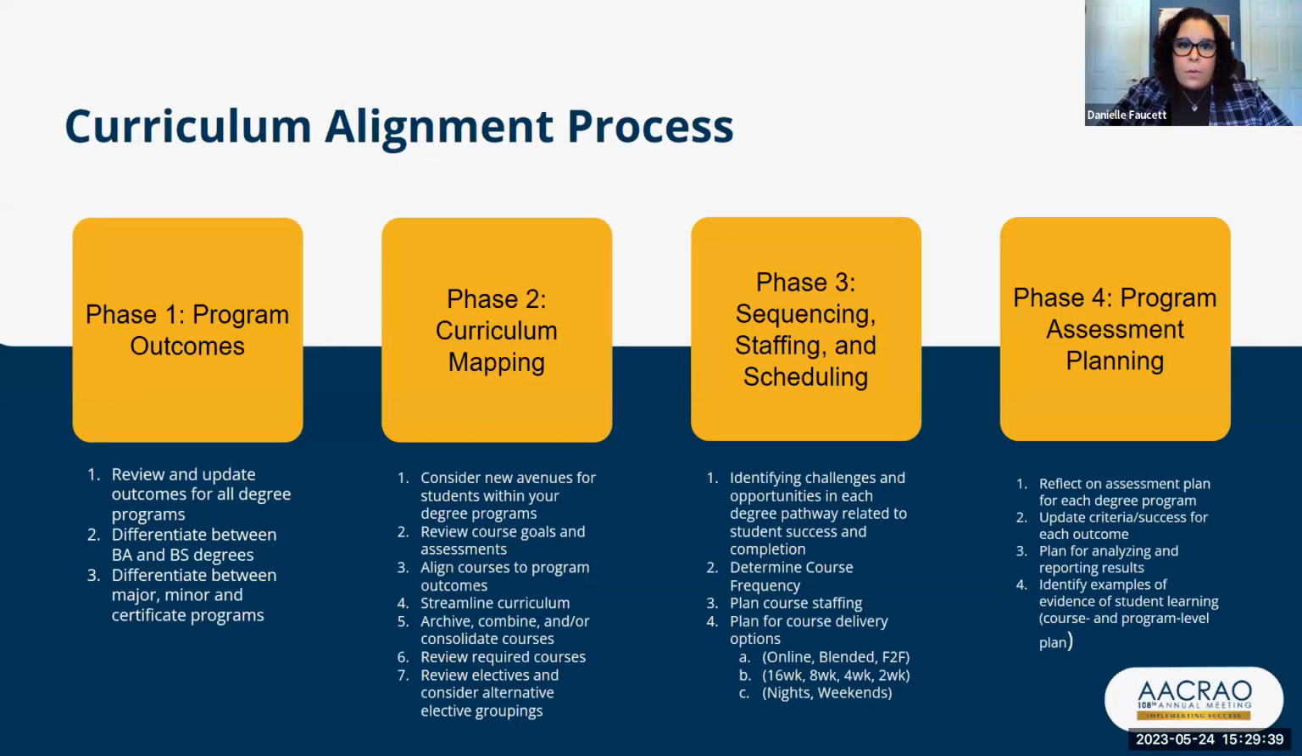And this is the overview of our curriculum alignment process. So phase 1 involves defining the program outcomes, so reviewing and updating outcomes for all degree programs and differentiating between BA and BS degrees, as well as majors, minors, and certificate programs here at UMSL.